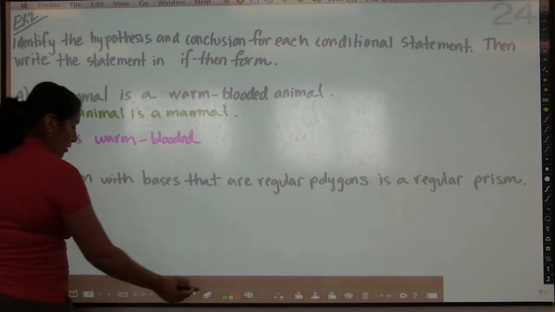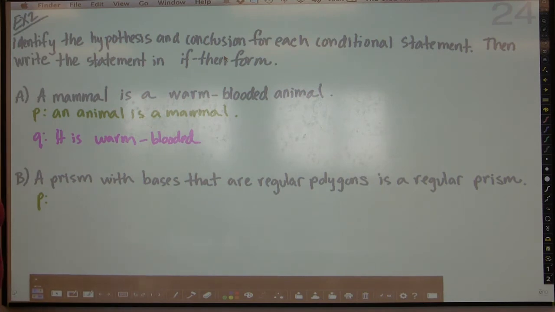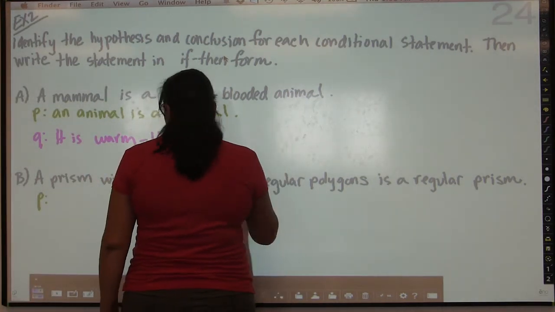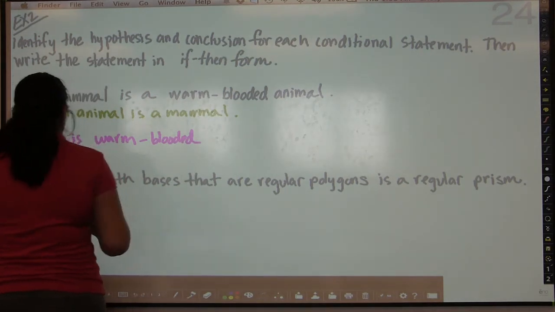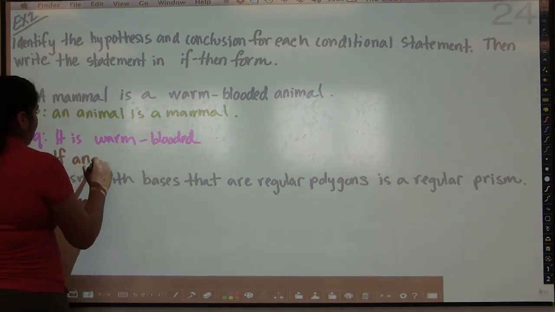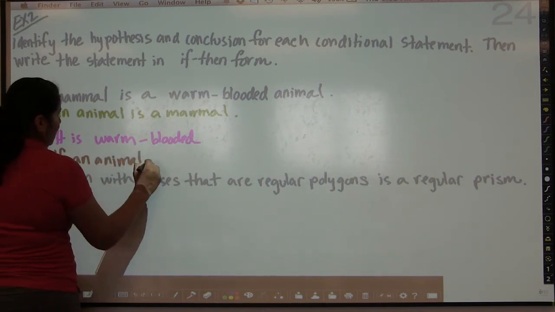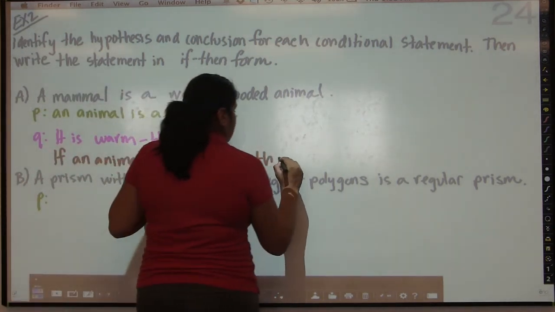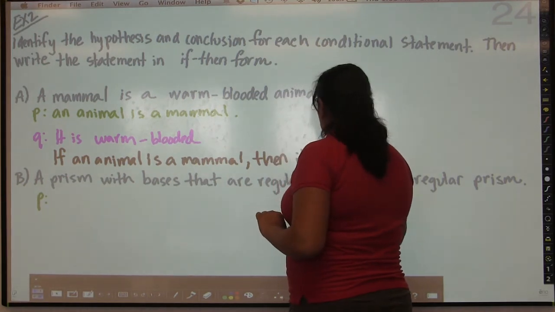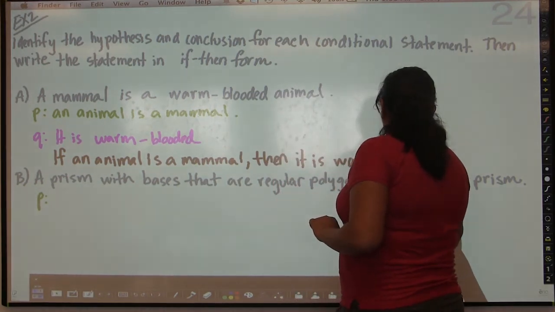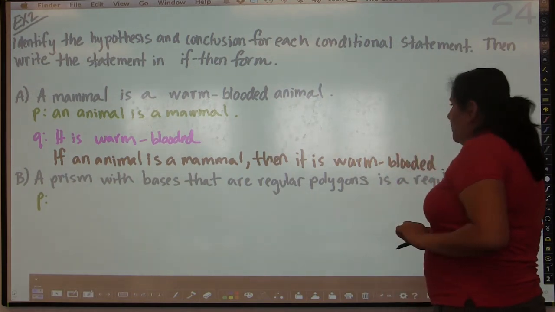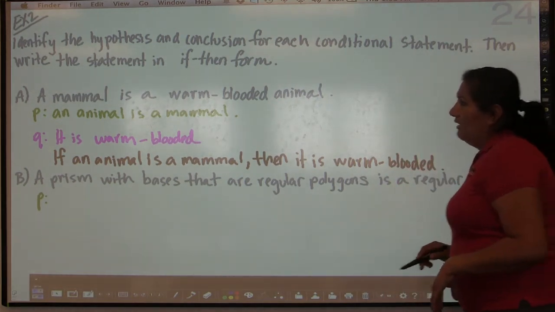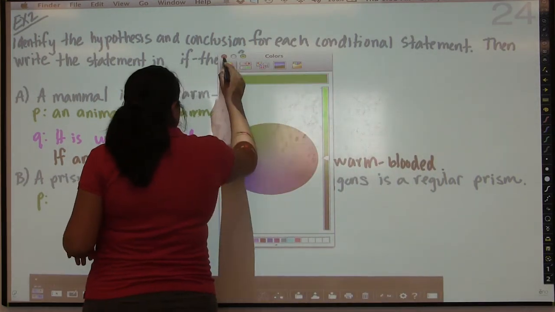Okay, awesome. Now, the very last thing we have to do, now that we know what P and Q are, will make it very easy to do the next part, which is to write it in if-then format, because all we have to do is go: if P, so if an animal is a mammal, then it is warm-blooded. So it makes it very easy to write the if-then statement when you first identify what the hypothesis and conclusion are. So now we'll do it again with this next example.